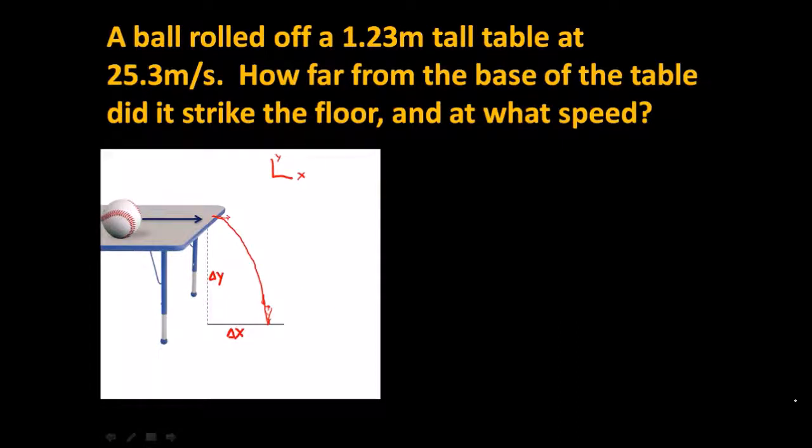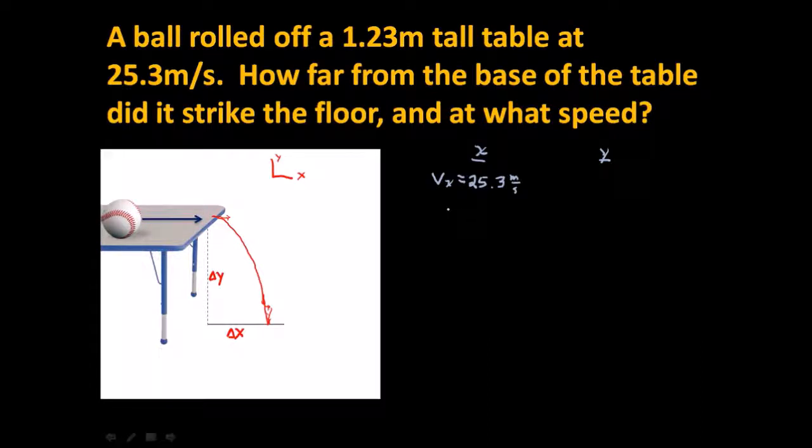But unlike anything we've done in the past, we're going to list them in two columns. We're going to have an X column and a Y column. Now we haven't done that for physics problems. We did that for vector problems when we were learning the basic math of it, but that's going to come in important right now. And so our velocity in the X direction is given in the problem. It's 25.3 meters per second.